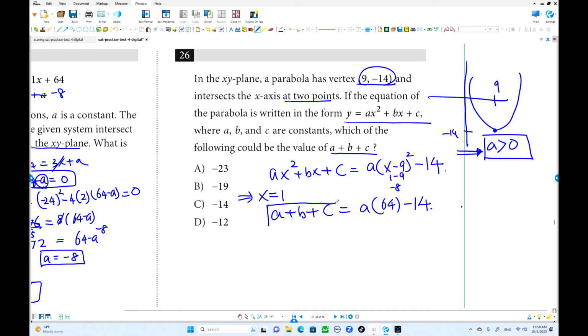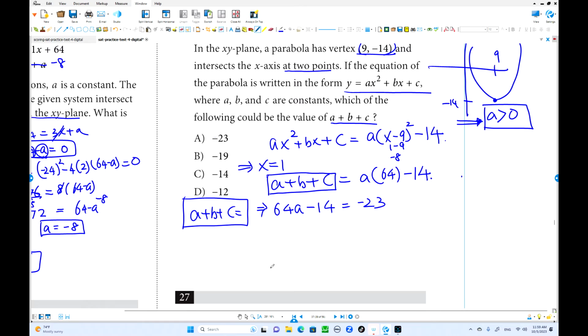So what is the value of this one? There are 4 possible values there. Actually, a plus b plus c, the value of this one equals what? 64a minus 14 equals the possible value we chose. Okay, if this one is the same thing, negative 23. Check it out. What is this? 64a equals what? Negative 9, isn't it? Plus 14, that is what? Negative 9.